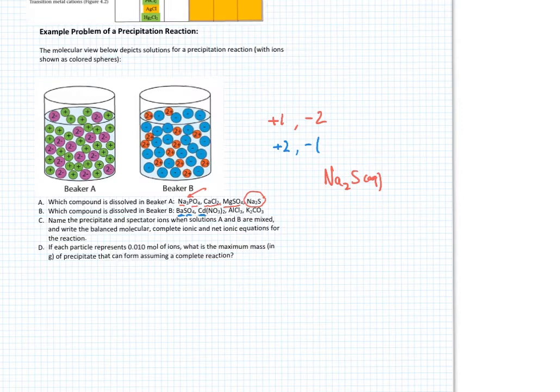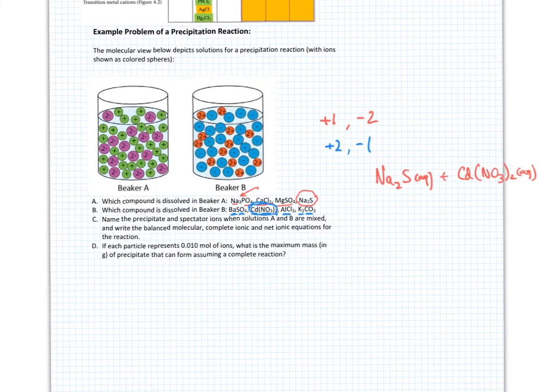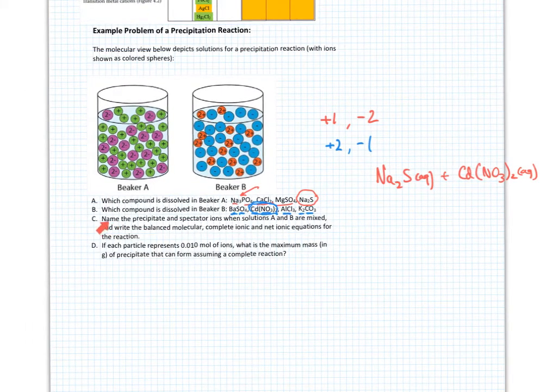Cadmium nitrate. I'm not sure what cadmium is. It's a transition metal. But we know a nitrate is -1, so that's possible. And the 2 has come down here, so that means cadmium nitrate's probably the right answer. Let's just keep going and check. Aluminum chloride, aluminum's always +3, chloride's always -1, so that's not it. Potassium's always +1, carbonate's -2, so cadmium nitrate is my other species. So let's write that down, Cd(NO3)2, aqueous.